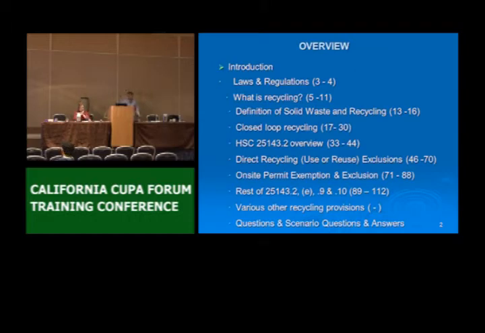Here's an overview of the class. Basically, we're going to look at what is recycling from a practical standpoint, and then from a legal definition standpoint. We'll then look at closed-loop recycling, Health and Safety Code 25143.2. We're going to go through that section by section with an overview. And then we're going to give a lot of examples of use or reuse and recycling, and talk about whether or not 25143.2 would apply to those examples. And then we'll look at on-site permit exemptions, and then the rest of 25143.2.